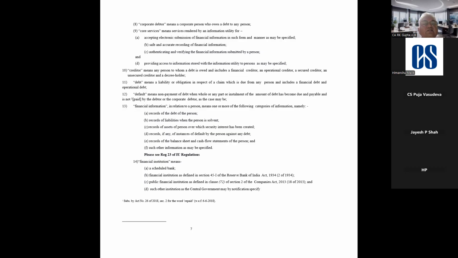Another important definition is of debt. So debt means a liability or obligation in respect of a claim which is due from any person and includes a financial debt and operational debt. So they have made a distinction between claim and debt. Debt, they are saying, is a liability or obligation in respect of a claim which is due. So there could be a claim which may or may not be due.